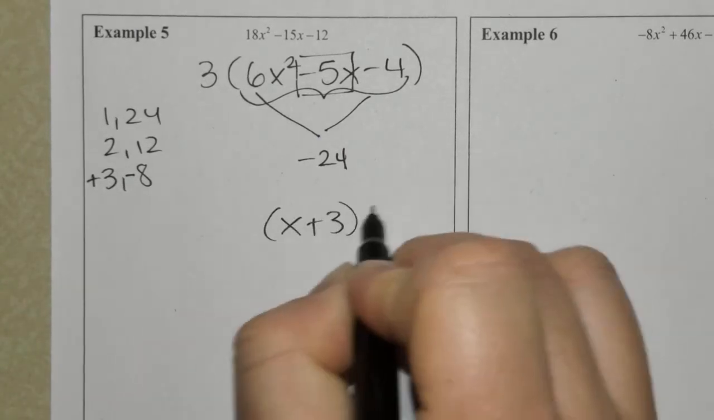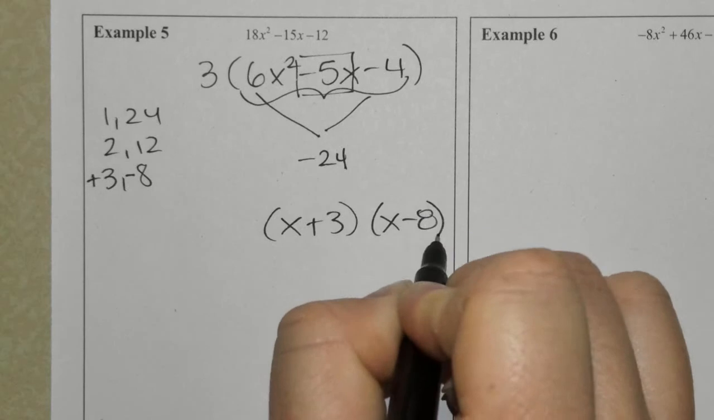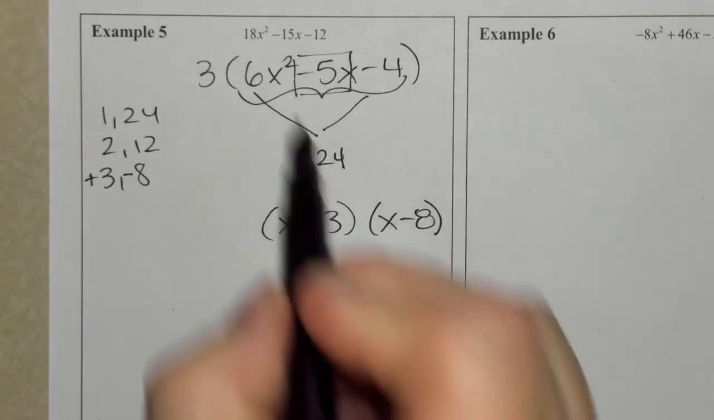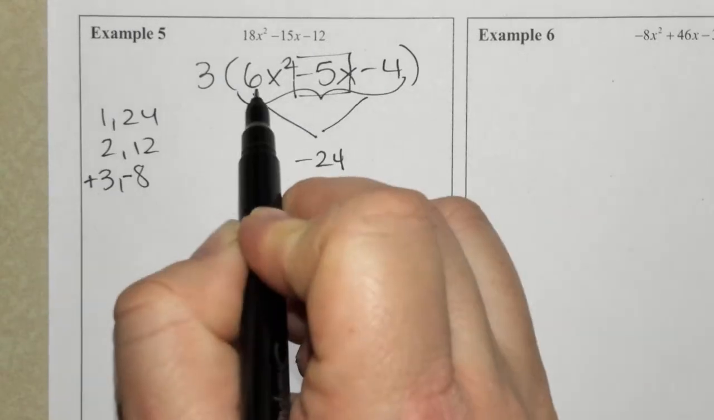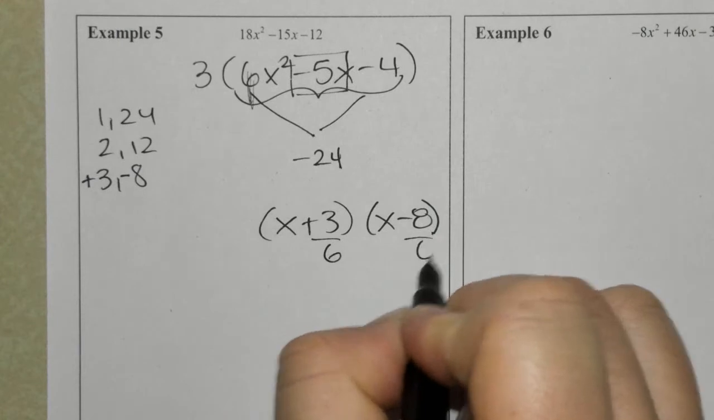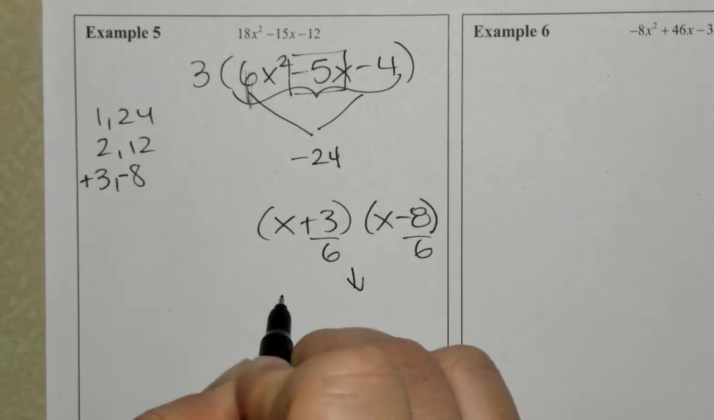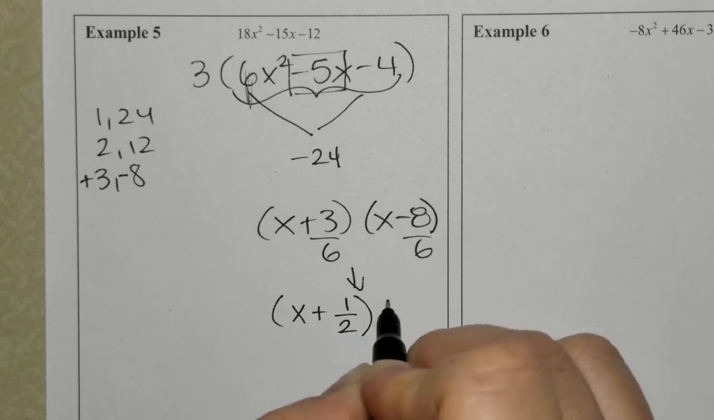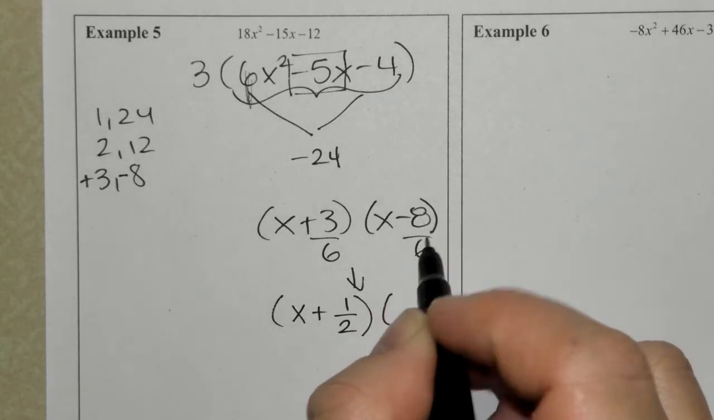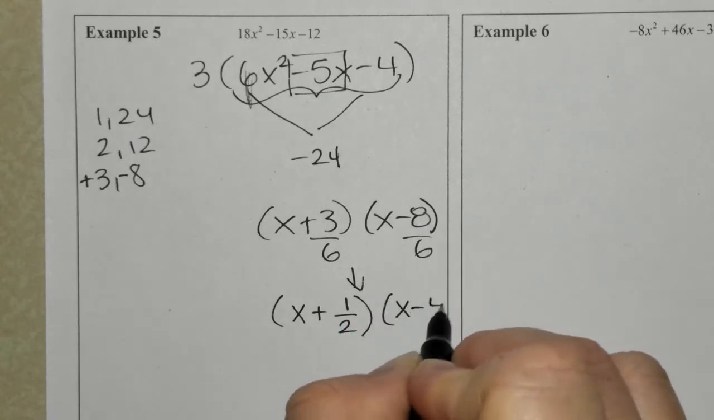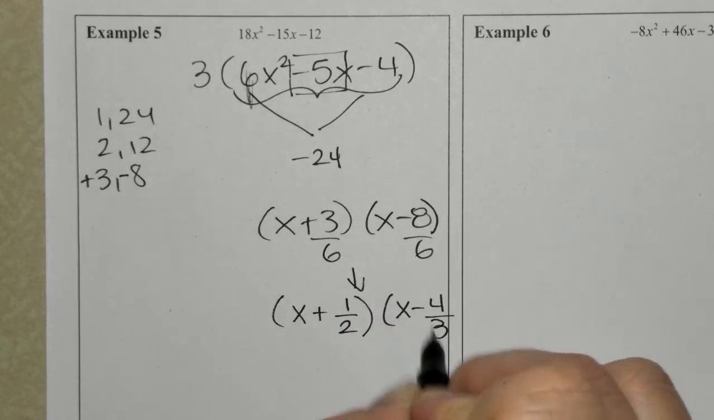So most students, after watching the last problem, they understand this, but here's where they get confused. They go, what number do I put on the bottom? Well, it's this trinomial we're working with. So since this number is not 1, it's 6 that goes on the bottom. And now reduce when possible. 3 goes into itself 1, 3 goes into 6 twice. Oh, this is a tricky one. They're both even. 2 goes into 8 4 times, 2 goes into 6 3 times.